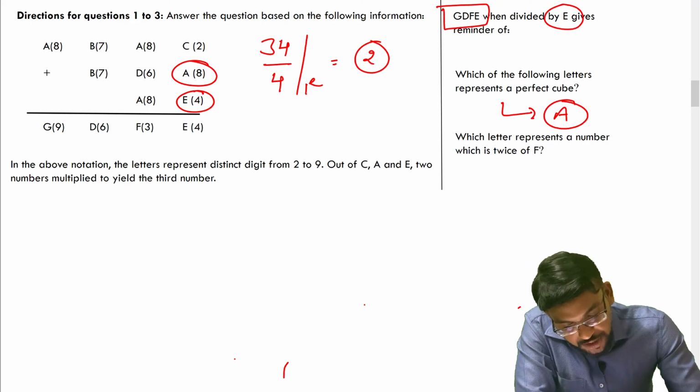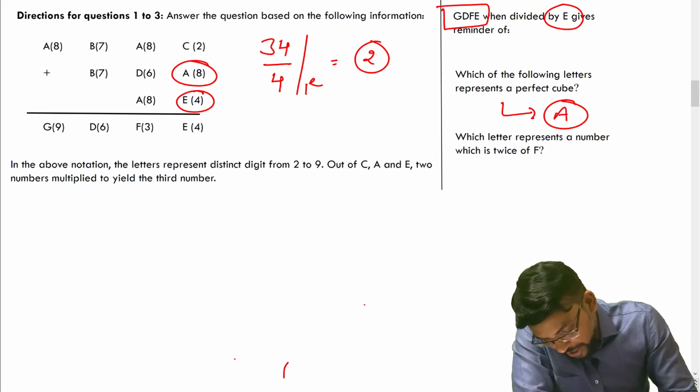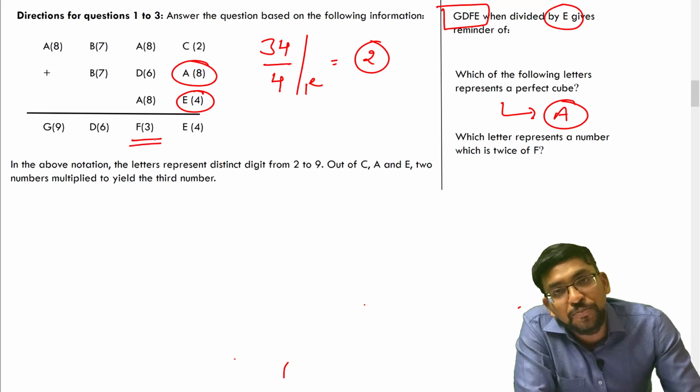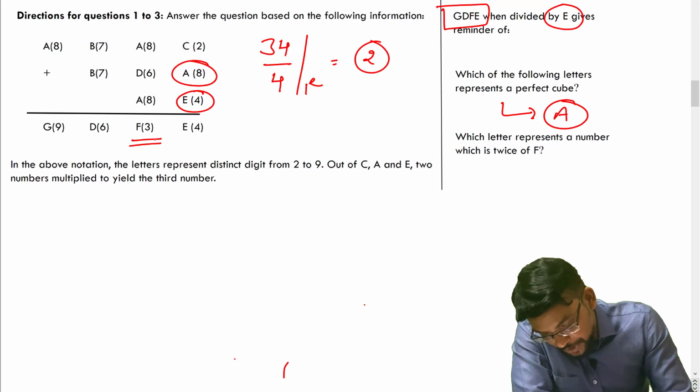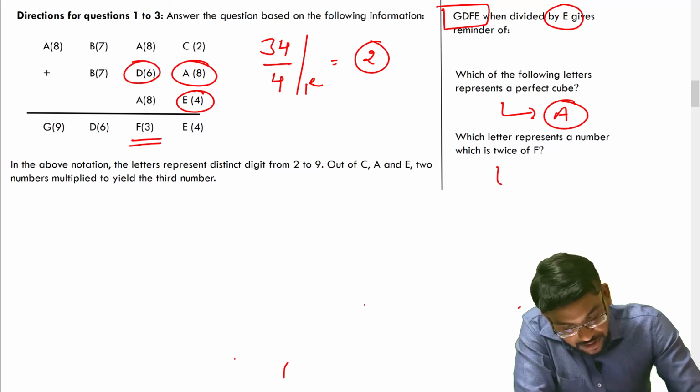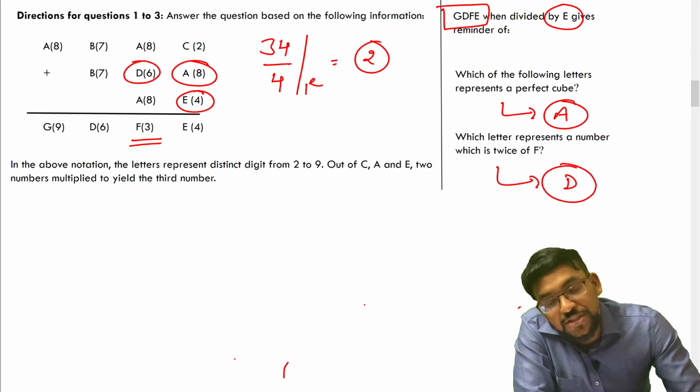Look at the last question. Which letter represents a number which is twice of F? So F is here 3 and twice of 3 is 6, and 6 is represented by D here. So the right answer for this question has to be D here.